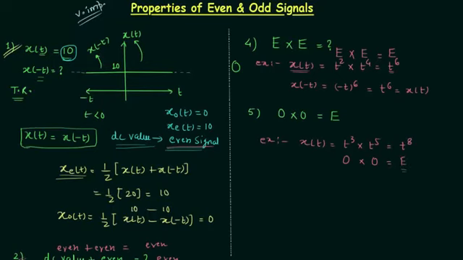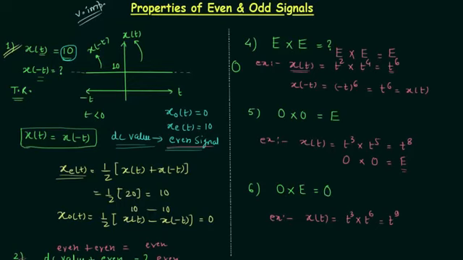In the sixth property, we will multiply an odd signal with an even signal, and let's try to find out the result with the help of this example. Signal x(t) is equal to t raised to power 3, the odd signal, multiplied with t raised to power 6, the even signal, and the result is equal to t raised to power 9. The result has an odd power, so the multiplication of an odd and an even signal will give us an odd signal.